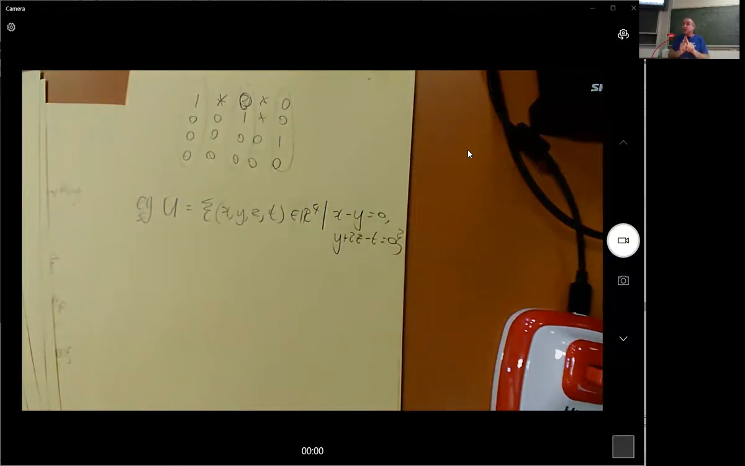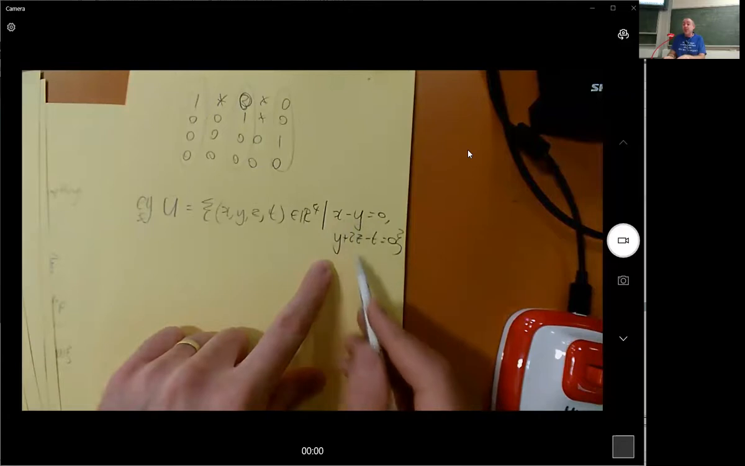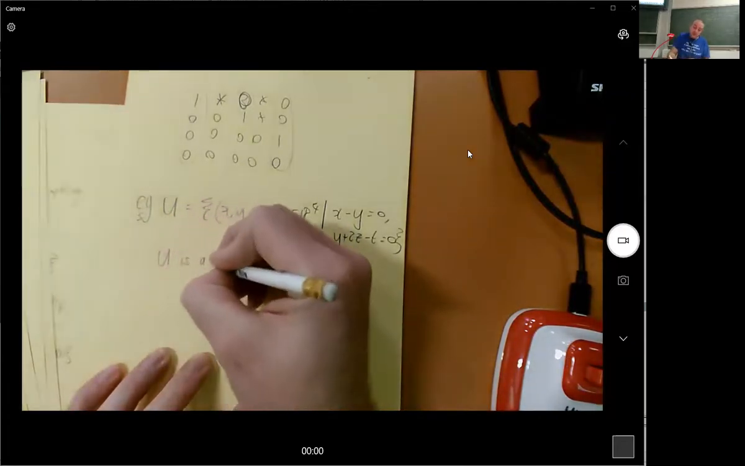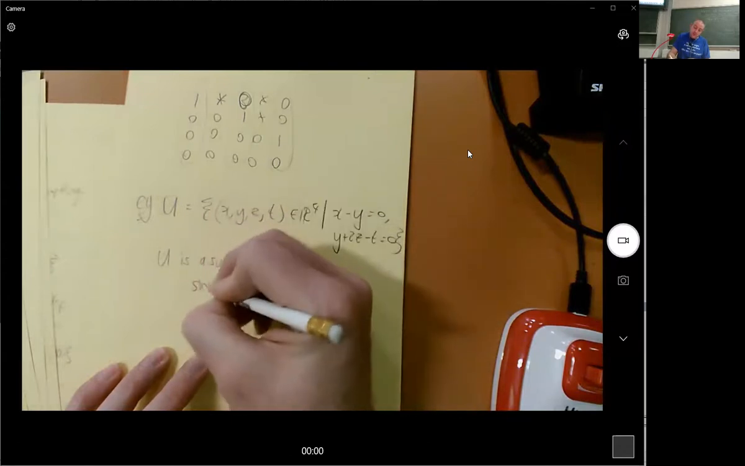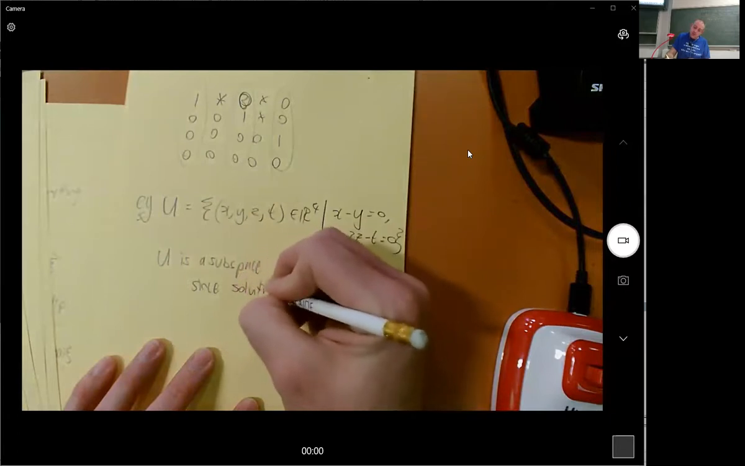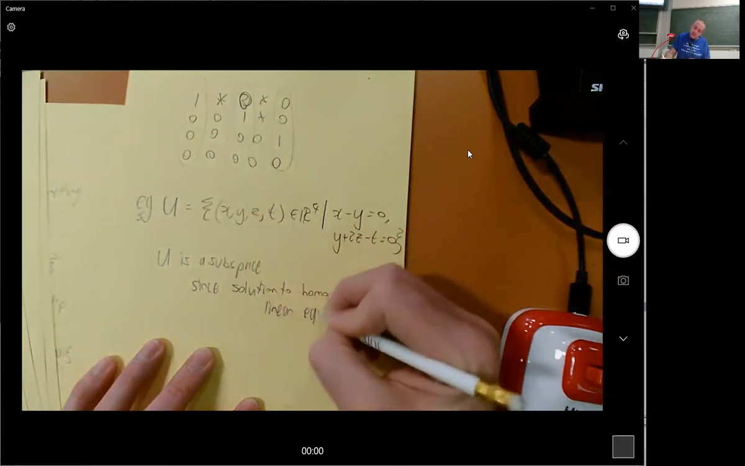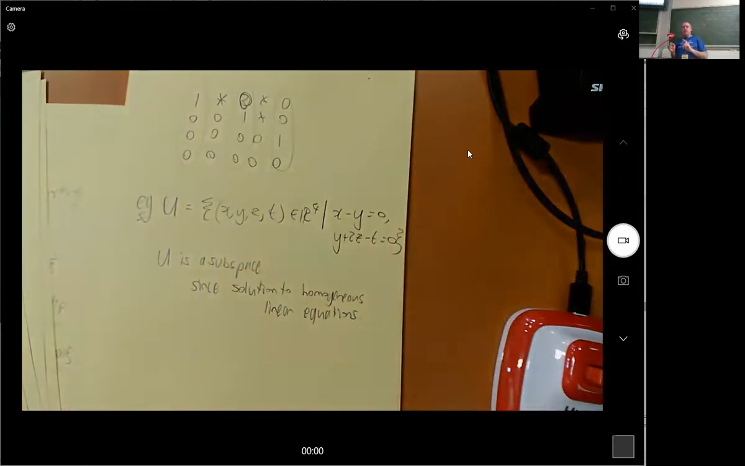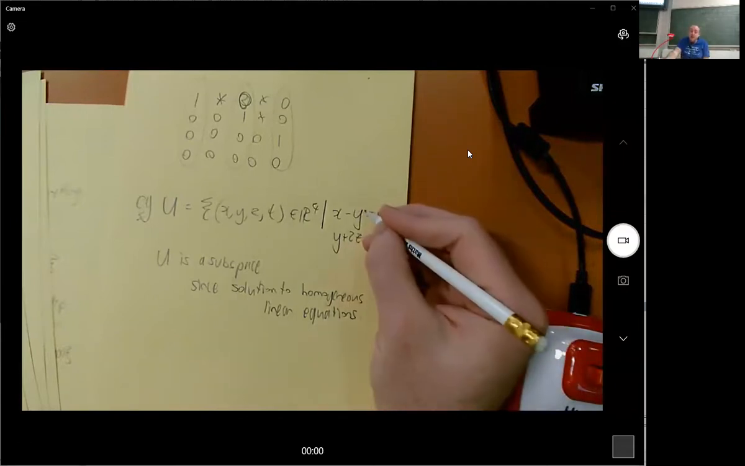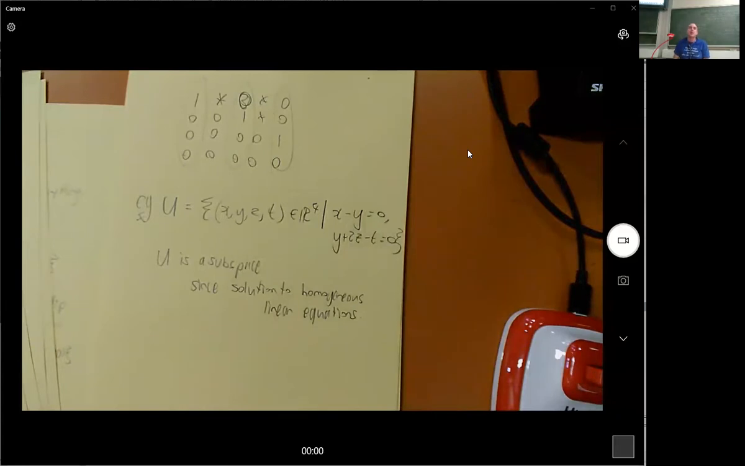At the moment, I definitely know it's a subspace because the rule for describing it is homogeneous linear equations. So U is a subspace since it's the solution to homogeneous linear equations. That's not technically a theorem in your notes, but it is actually there. Trust me, you can go looking for it. There's a page with examples of things that are subspaces, and one of them is there. If there had been a Y squared here, it wouldn't be a subspace because that would not be a linear equation. And if this had been equal to 6, it would not be a subspace because it's not a homogeneous linear equation.